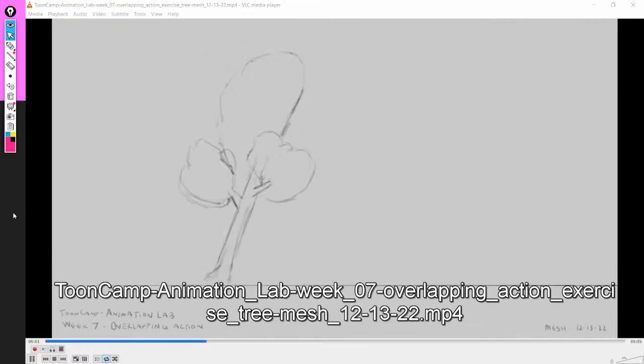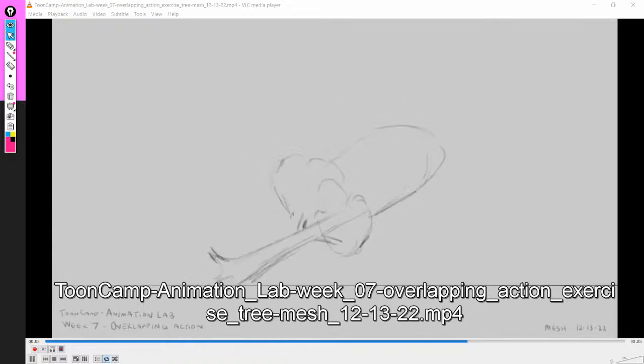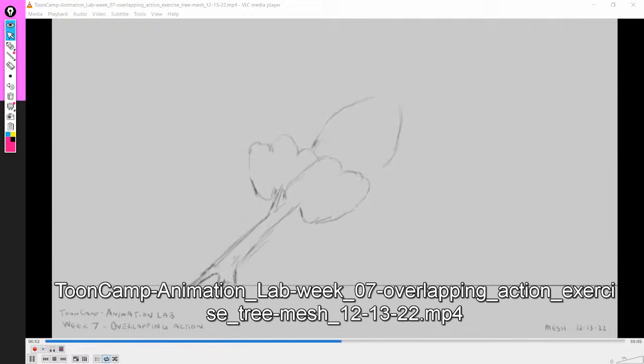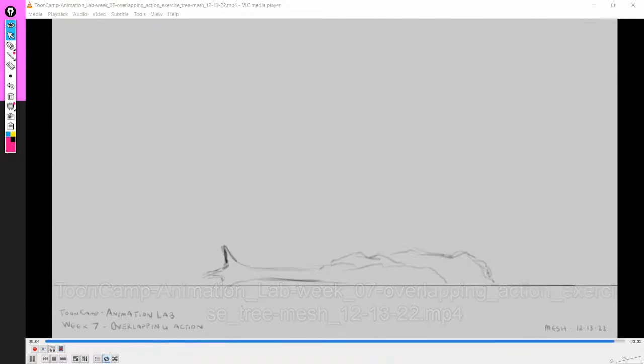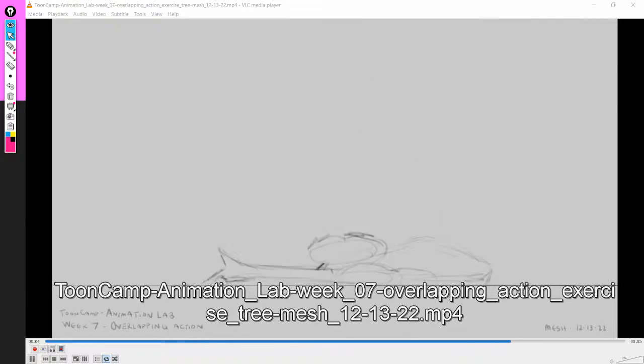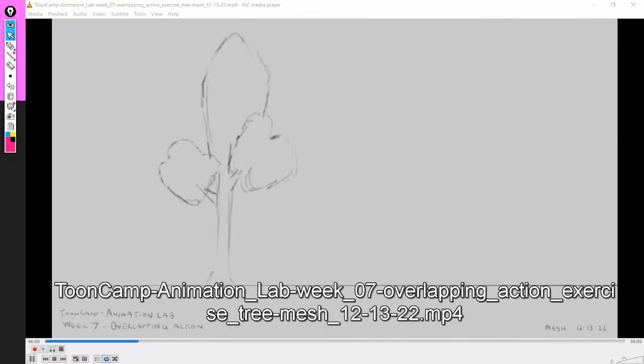Right where it stops in the middle here, I think the leaves would have some more drag because of gravity. They would point down toward the ground. They would sag a little bit. Okay, that makes sense. Gotcha.